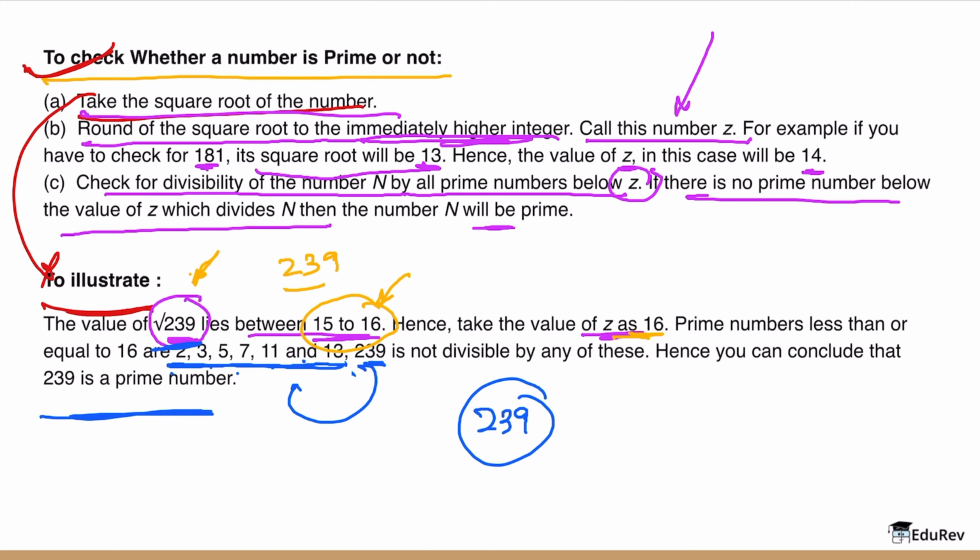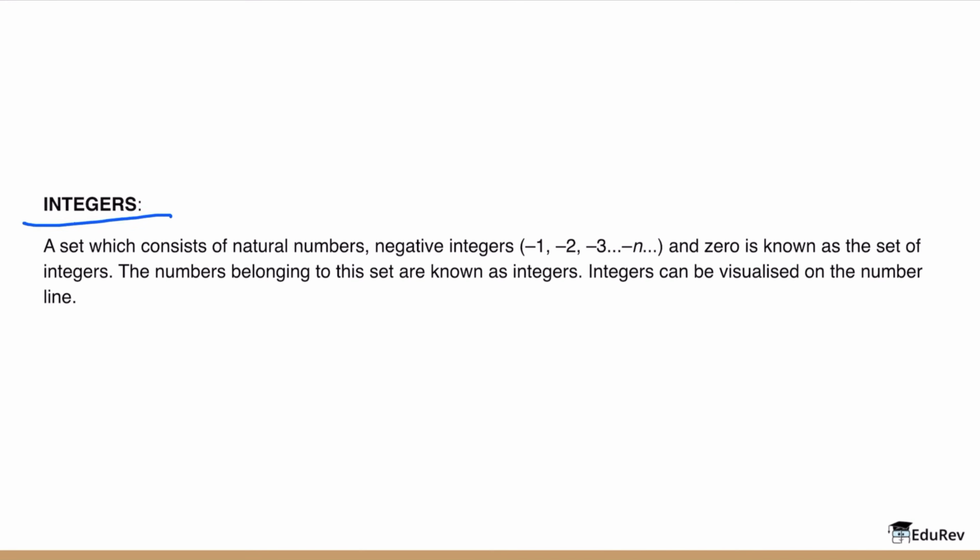So this is how you are going to check whether a number is a prime number or not. Next is, what are integers? Right now we have studied what prime numbers are, so let's discuss what integers are and then move forward to other stuff. An integer is nothing but a set which consists of natural numbers, negative numbers and 0. So integers have your negative numbers, they have your 0 and they have your positive numbers.